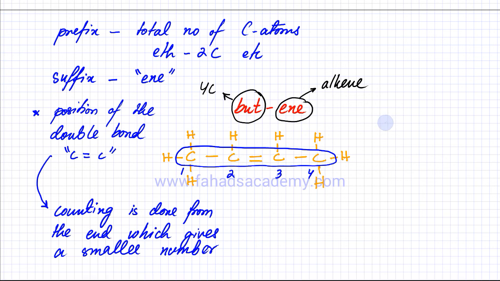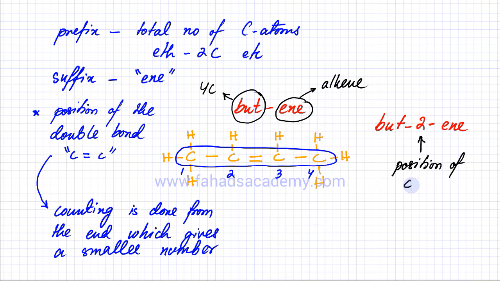So the molecule, if I want to name it correctly, I would have to write down the position of the double bond. So the actual name of the molecule, between the prefix and the suffix, would be the position of the double bond. So it's Butane in this case, where 2 indicates the position of the carbon double bond carbon. That's the additional thing that has to be taken care of when you're naming alkenes.